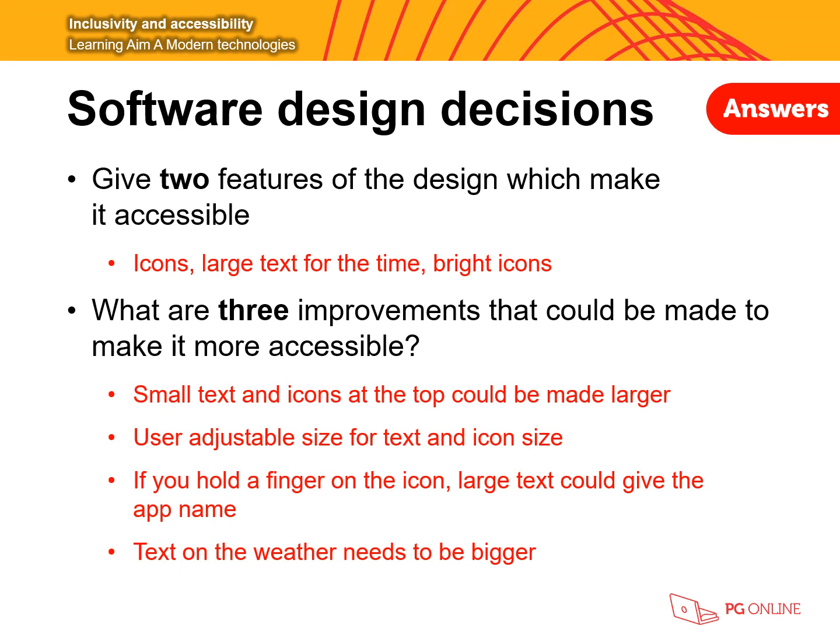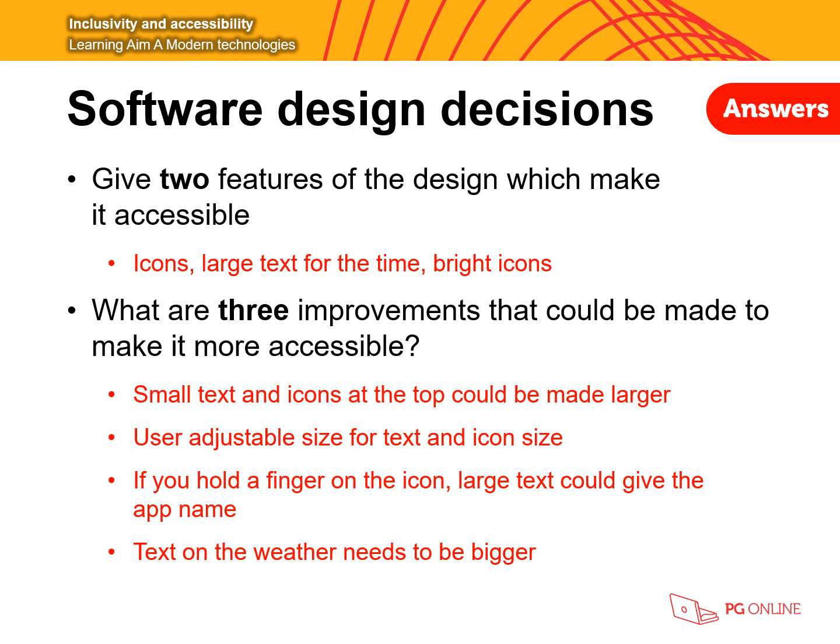You could have a user adjustable size for the text and icons. If the icon size was too small, by allowing the user to increase that size, this means they can then increase to a size that is suitable for their needs. You may have had a magnifier option, where if you place your finger over an icon or the text, it could then come up with a magnifier to enlarge that section, or it could have come up with an alt text style information where it tells you the app name over the picture.